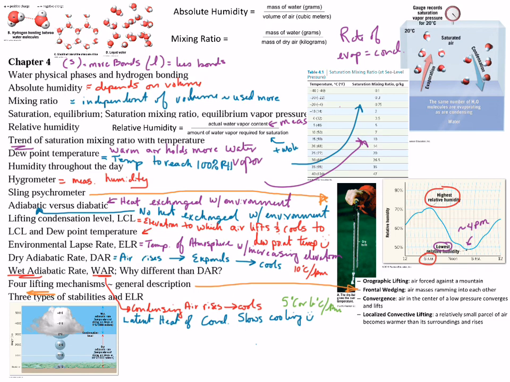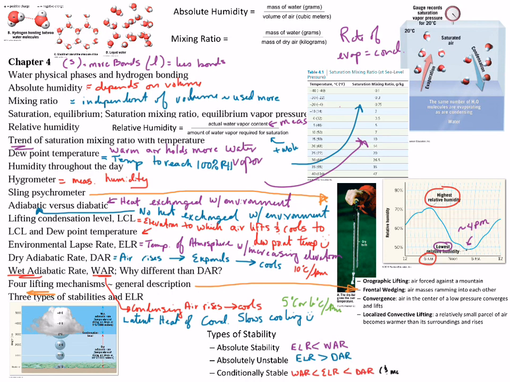And then last but not least, the 3 types of stability. We have absolute stability, absolutely unstable, and conditionally stable. And if you go back to what your weather balloon says, if your ELR is less than your wet adiabatic rate, it's absolutely stable. If your ELR is greater than your dry adiabatic rate, DAR, then it's absolutely unstable. And if your ELR is in between your WAR and your DAR, and you have some moisture, it's conditionally stable.